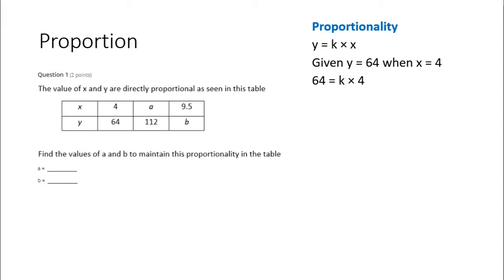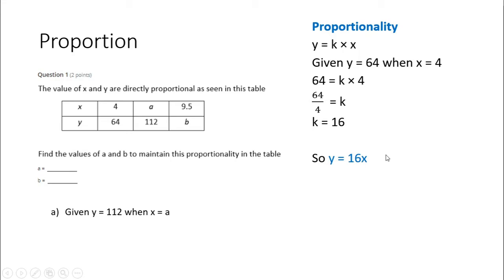So we're going to rearrange this equation now to find out what k is. K is being multiplied by 4, so to get k on its own, we'll divide by 4. And 64 divided by 4 is 16. So our constant of proportionality is 16. Now be careful, that is not our answer for A or for B. It's just the value that we will use in our formula that links the values y with values of x. So setting up our formula for our proportionality then, y is always equal to 16 times x.